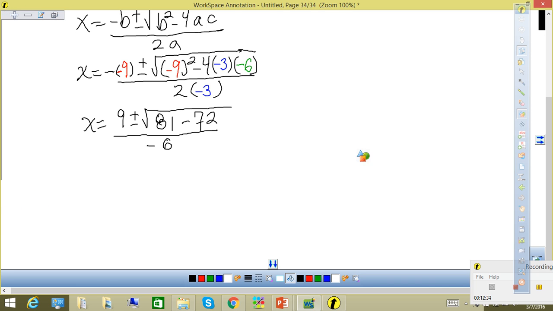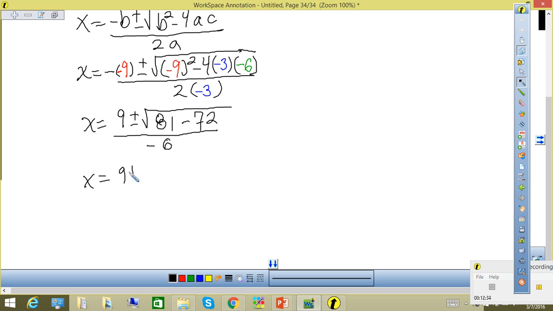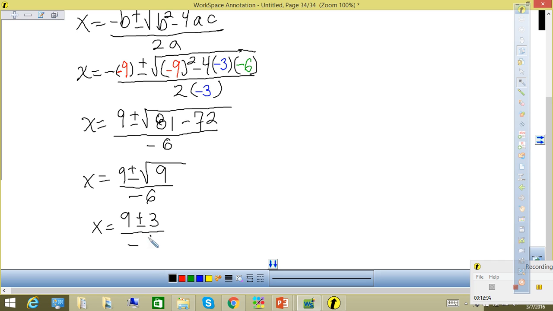All right. Next, x equals 9 plus or minus the square root. What is 81 minus 72? 81 minus 72, 9, over -6. x equals 9 plus or minus, what is the square root of 9? 3. And all of that over -6. Are we there so far? Okay. Pens down really quick. I'll let you finish copying a little bit.